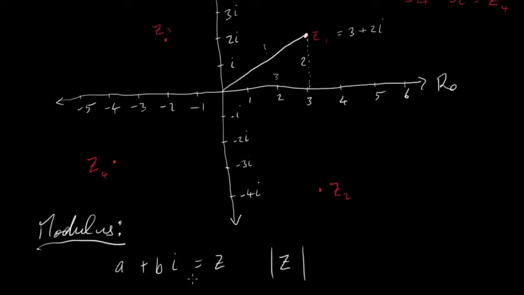But it means the distance that z is from the origin, and it's simply the square root of a squared plus b squared. So if we take this one here, 3 plus 2i, a is going to be 3, and b is what's in front of the i, the coefficient of the i. In this case, it's plus 2. So a is 3, so this is a plus bi.